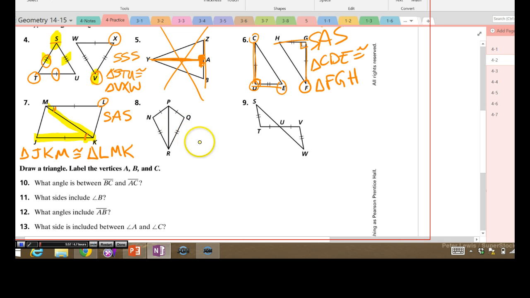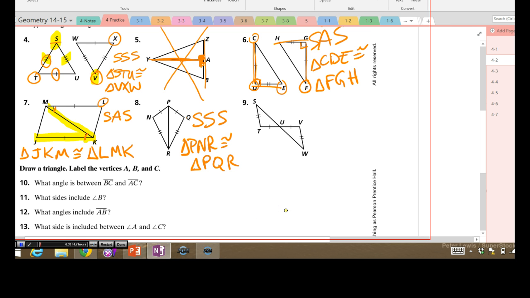Number 8. We see that PN would match up with PQ and that NR matches up with QR, but is there another side that's congruent? Why, yes, there is. PR is congruent to itself. So that means we have just shown that there are 3 sides congruent. My triangle congruence statement can therefore be PNR. Let me clear these out so you can see them better. PNR congruent to PQR.